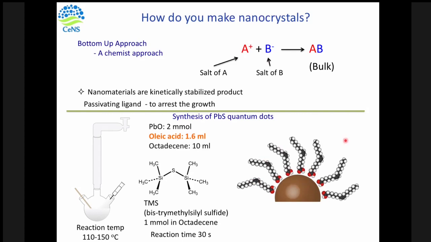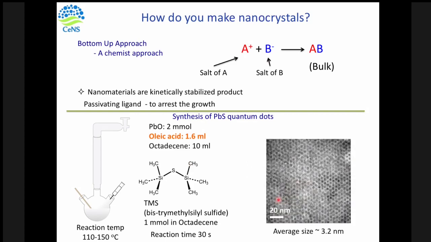Now you can easily understand, or at least intuitively guess, that depending upon the temperature, the concentration of these precursors, or even the concentration of these passivating molecules, one can control the size of this nanocrystal. What is the final size? Each of these dots that we are seeing is a lead sulfide nanoparticle, only 3.2 nanometers in size.